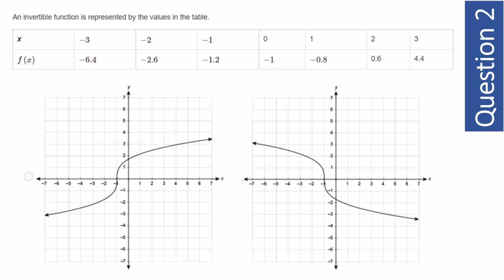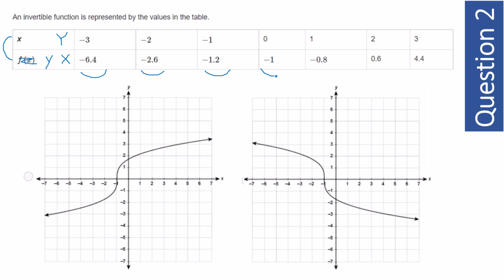For question number 2, we have an invertible function represented by the values in the table. So here are the values, our x and our, remember we can write this as y, our x and y values. So we want to invert those. We want to switch the x's and the y's. So this becomes the y, and this becomes our x. So we're going to start with this bottom point, and we're going to try to find the graph that matches it.